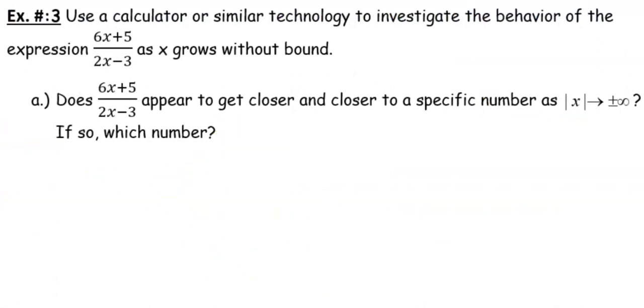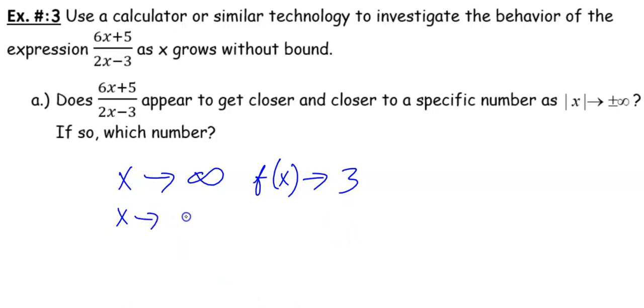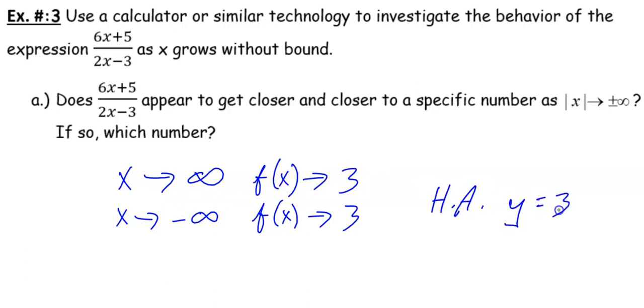Well, as x is approaching positive infinity, f of x is going to approach 3. And as x approaches negative infinity, again, f of x approaches 3. That means we have a horizontal asymptote at y equals 3.